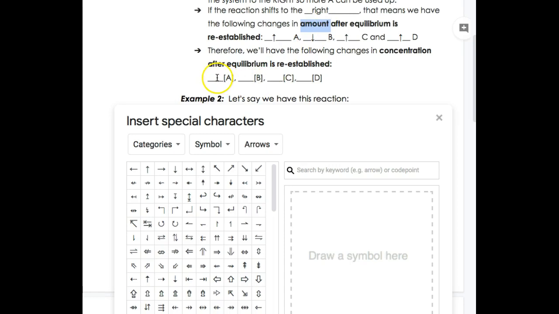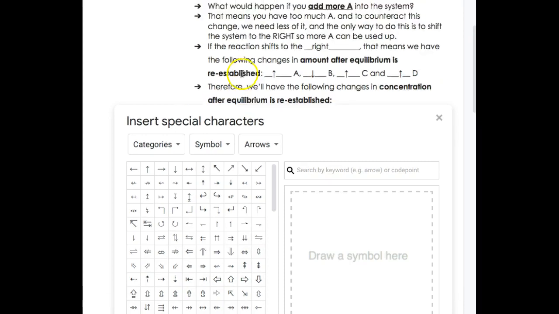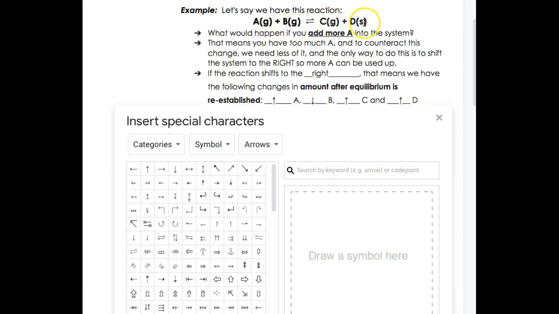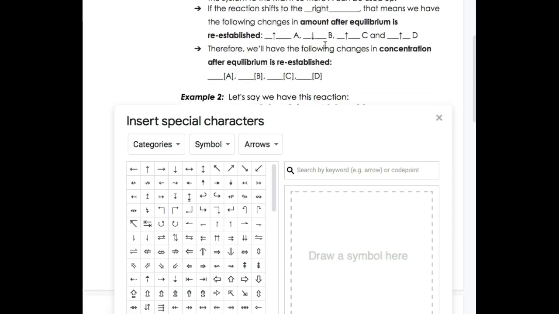But when we consider volume, moles per liter or concentration, we're going to see something similar. A is a gas, B is a gas, C is a gas, D is a solid. Solids, we learned, don't change in concentration. So right here where it says D, we're not going to see a change. So I'm going to put a little bar there just to show that there's no change in D, because in an equilibrium reaction, the amounts do change, but the concentrations don't.